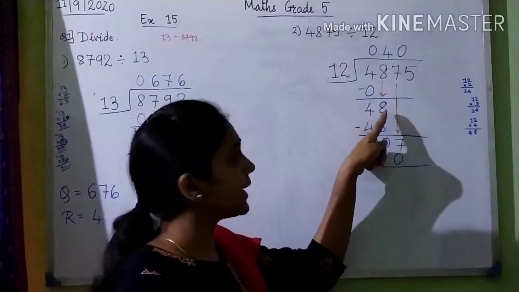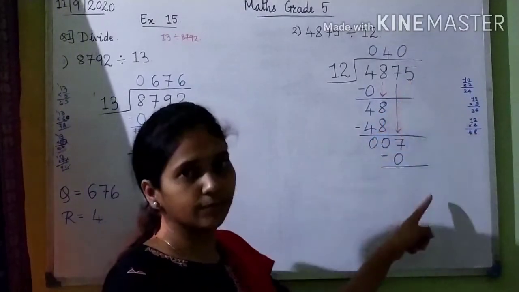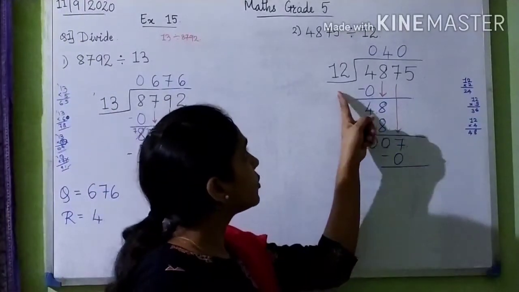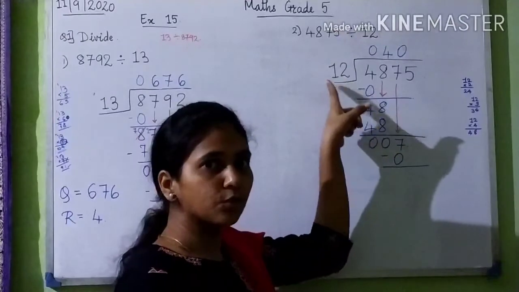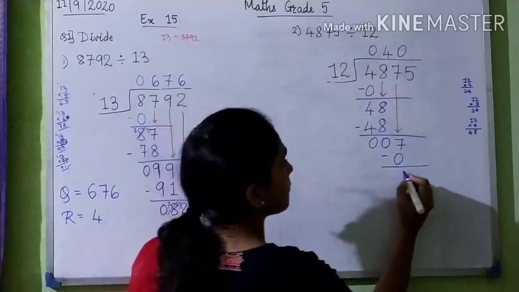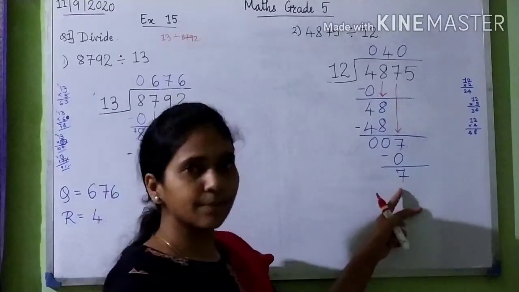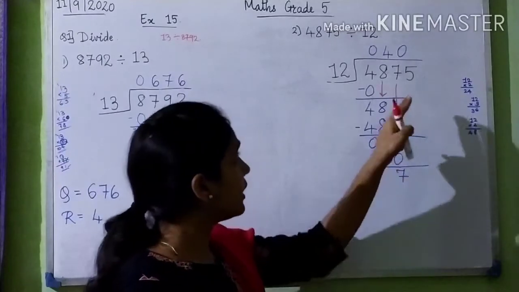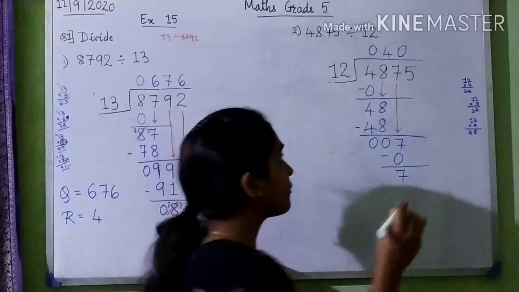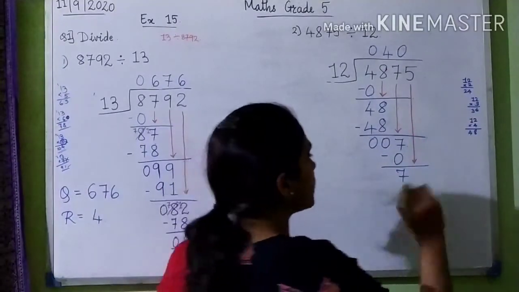So as you took 8 down, you took 7 down. In the next step you can take 5 downwards. So in this way, 7 is lesser than 12, so 12 into 0 will give me 0, and 7 minus 0 is 7. So I write 7 here. Okay, this step is over. Now I can take the next number down. So I take 5 down.